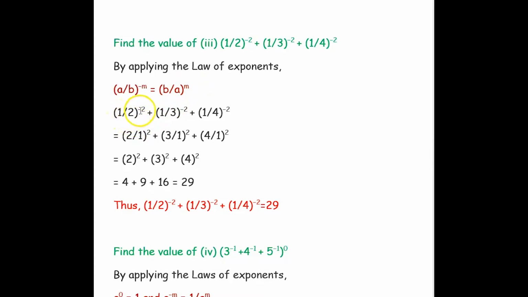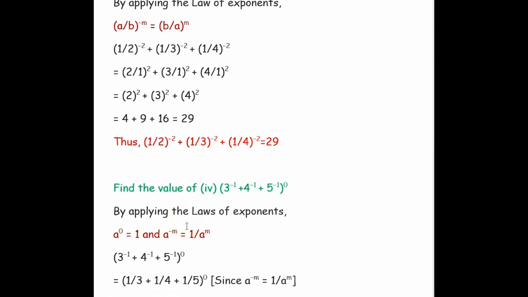1 divided by 2 raised to the power minus 2 can be written as 2 divided by 1 raised to the power of positive 2. Similarly, 3 divided by 1 raised to the power of positive 2, 4 divided by 1 raised to the power of positive 2. So 2 by 1 is 2 raised to the power of 2, plus 3 raised to the power of 2, plus 4 raised to the power of 2. So 2 raised to the power of 2 is 4, 3 square is 9, 4 square is 16. So 9 plus 4 is 13, 13 plus 16 is 29. So the answer is 29.